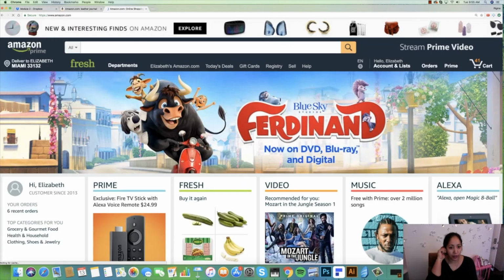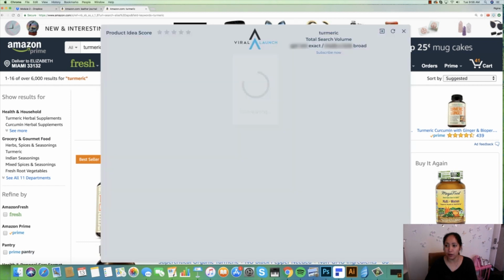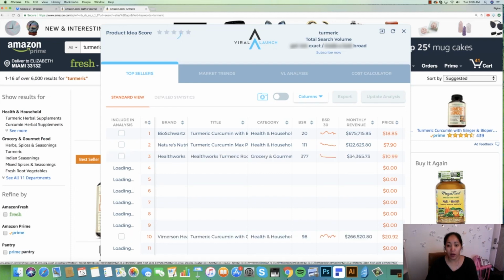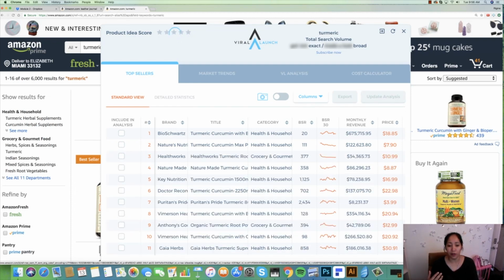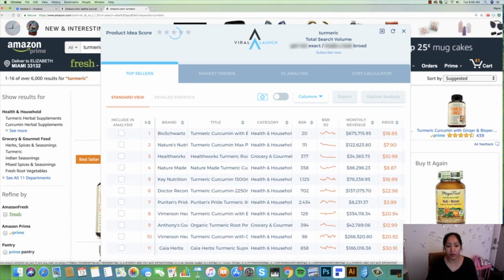I'm going to head back over to Amazon and type the word turmeric, since I know that's a very high volume selling supplement. Once the information populates, I can click through on this little extension, and it's going to throw in all the information. What you're going to see in a second is that some of these are going to be highlighted in red. Once everything populates, you'll notice that the ones highlighted in red are outliers.